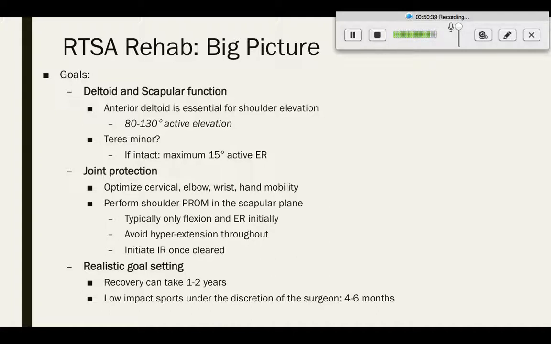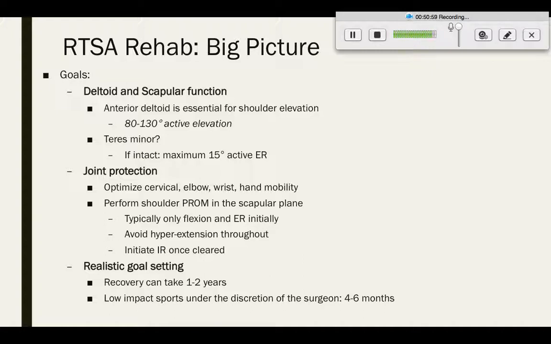Sometimes the teres minor is still intact. And if it is intact in the patient, which you can gather from reading a patient's operative report, sometimes you can achieve maybe 15 degrees of active external rotation, but the expectation is that the patient will not achieve full active external rotation because they have a deficient rotator cuff.